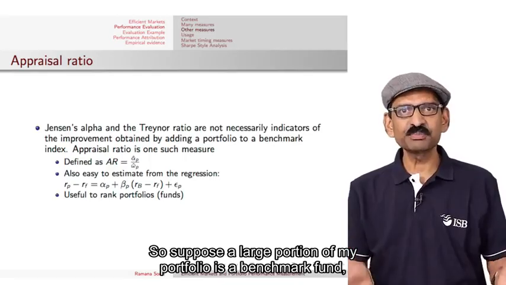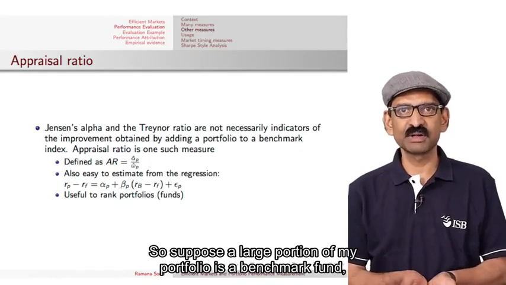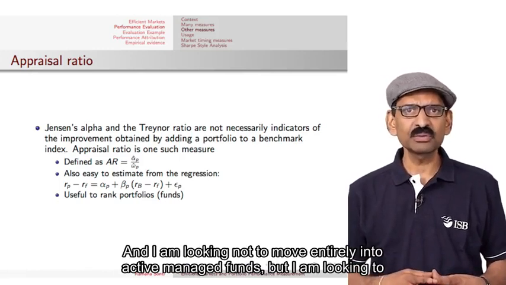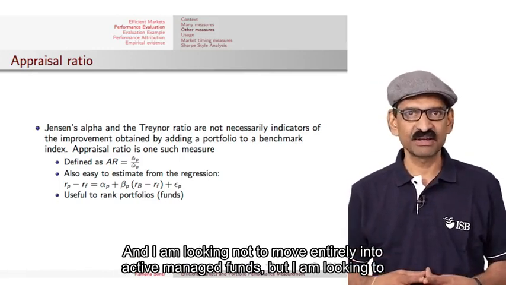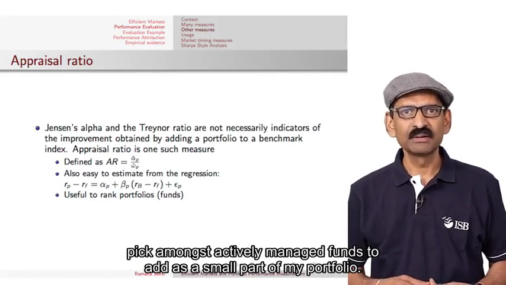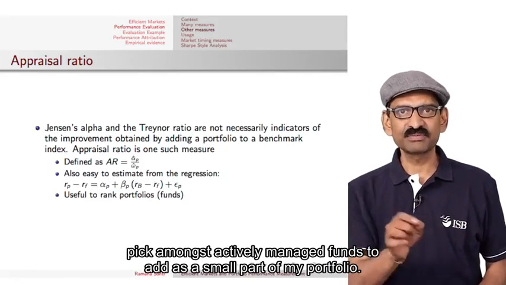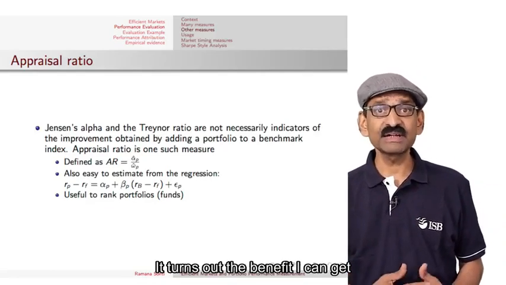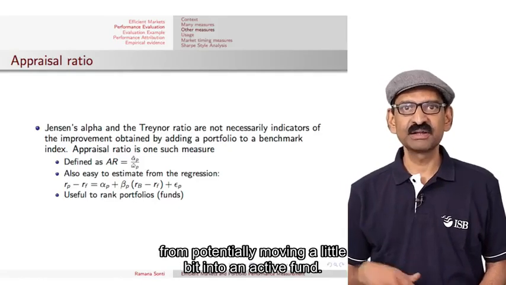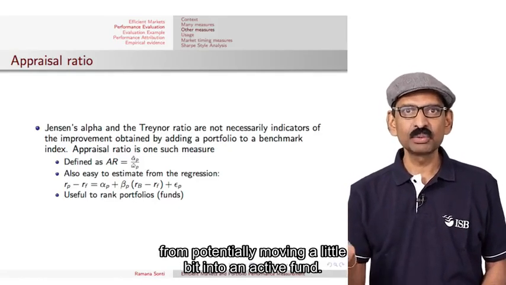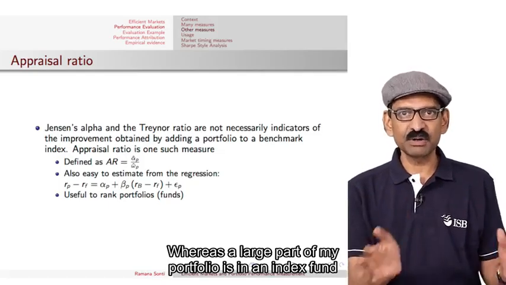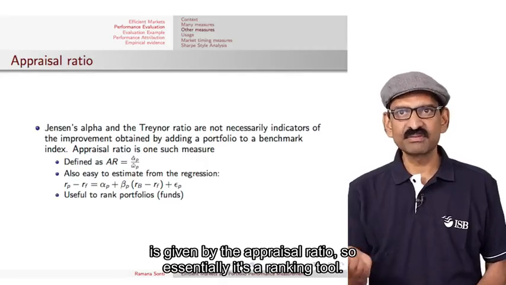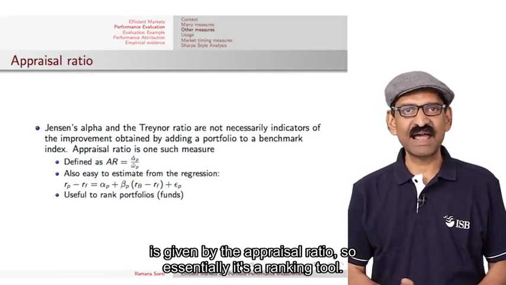So suppose a large portion of my portfolio is in a benchmark fund, that is in an index fund, and I am looking not to move entirely into actively managed funds, but I am looking to pick amongst actively managed funds to add as a small part of my portfolio. It turns out the benefit I can get from potentially moving a little bit into an active fund, whereas a large part of my portfolio is in an index fund, is given by the appraisal ratio. So essentially it's a ranking tool.